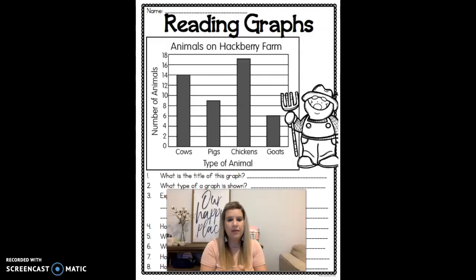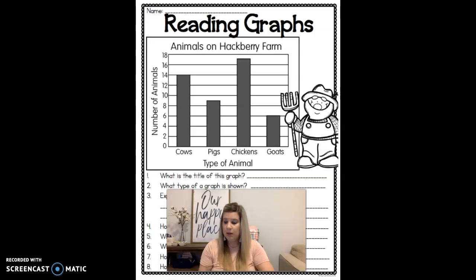So, by thinking about the video, we know that we can not only use a graph to organize information or data, but after we have that graph, we can come back and answer some questions about the information or the data on our graph. So go ahead and find the pictures shown on the screen in your packet, the worksheet Reading Graphs, Animals on Hackberry Farm. I'll give you a second to find that. If you need longer, go ahead and pause it. And let's take a look at what we have.